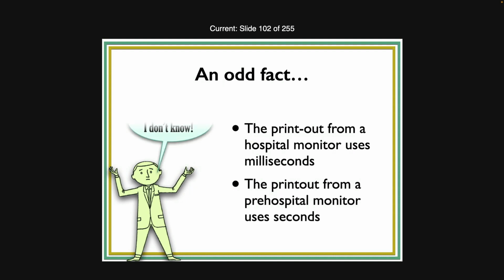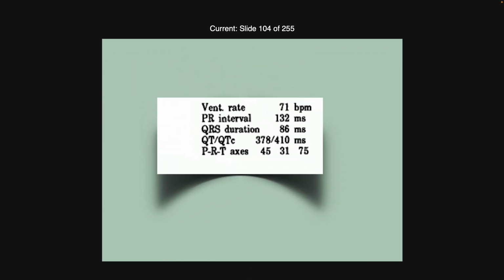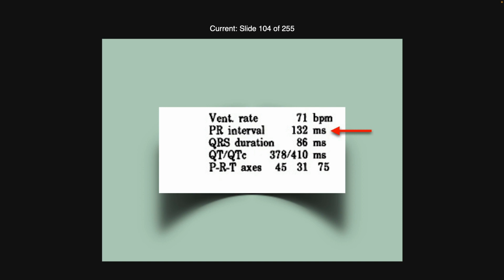So again, the printout from hospital monitors uses milliseconds. So let's look. Now, this part of the 12-lead printout is truly going to be useful to you. So you have to know how to read it. You have to be comfortable with milliseconds. In a way, it's not so difficult as it may seem, because if you look at QRS duration, it says 86 milliseconds. Is that a normal QRS or not? Yeah, it is. Because anything less than 0.12 seconds, which is 120 milliseconds, is normal.